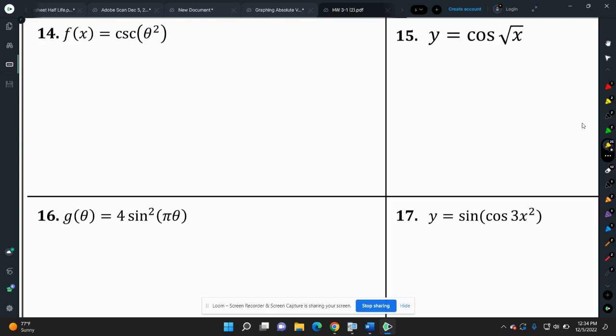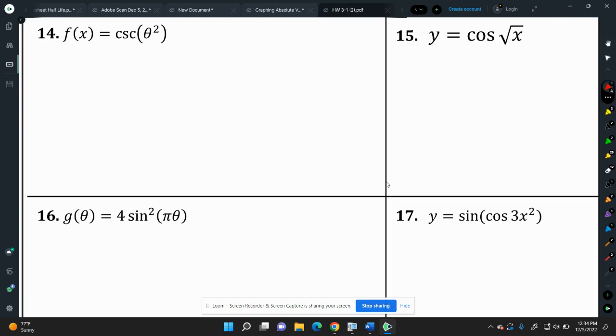Why is my stuff not working? What in the world happened here? Computer shut down. My tablet's not working. There it goes. Okay.